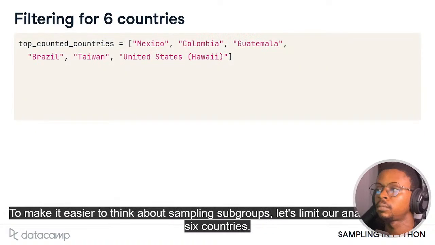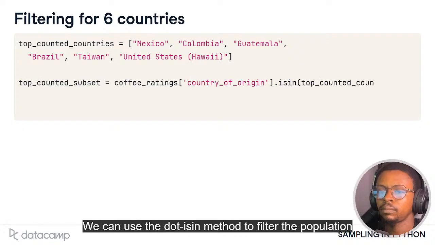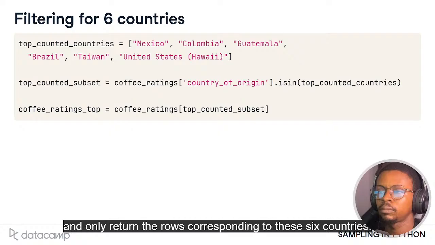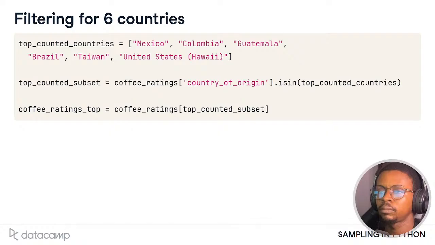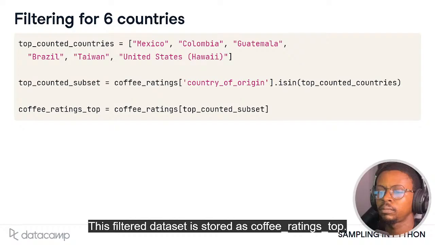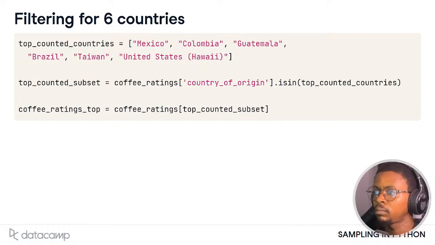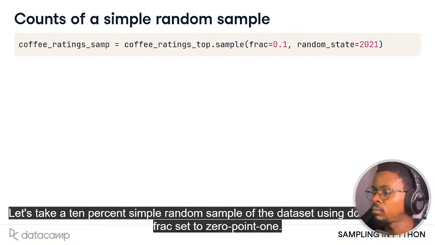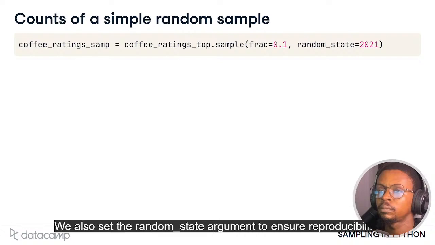To make it easier to think about sampling subgroups, let's limit our analysis to these 6 countries. We can use the .isin method to filter the population and only return the rows corresponding to these 6 countries. This filtered dataset is stored as coffee_ratings_top. Let's take a 10% simple random sample of the dataset using .sample with frac set to 0.1. We also set the random_state argument to ensure reproducibility.